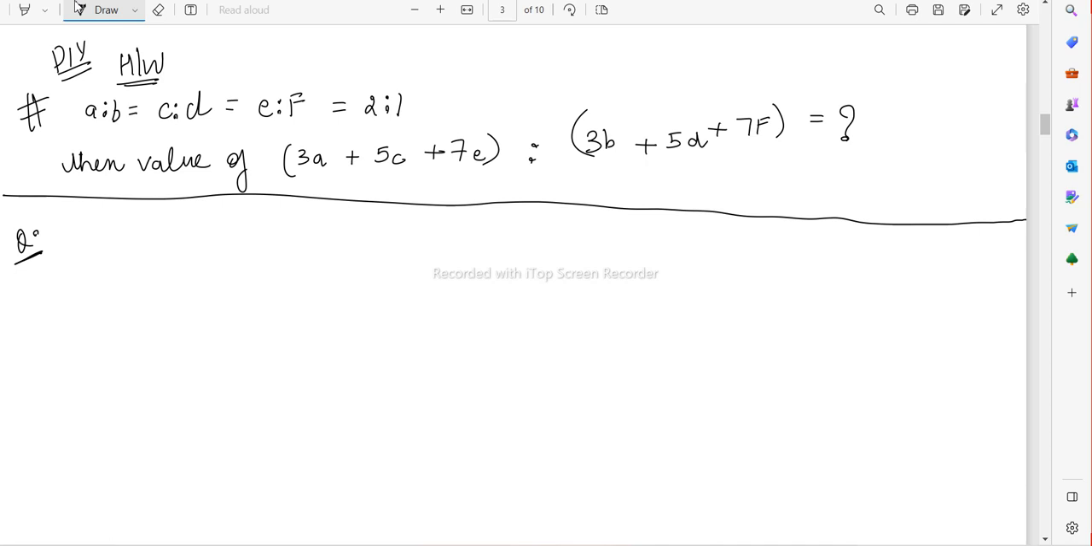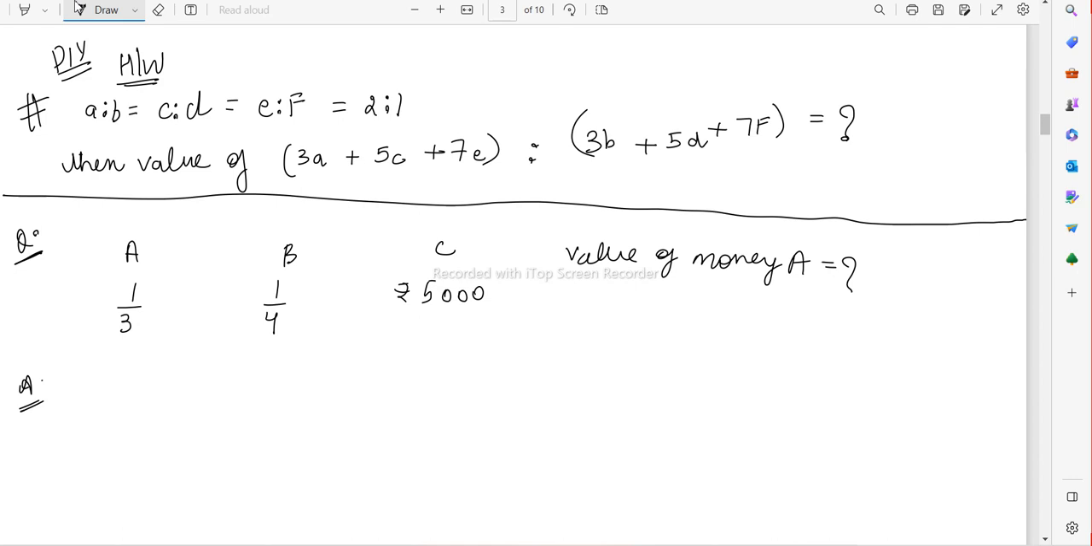Okay, so let me give you a question. Say there are three people, A, B and C. A has one third of the contribution, B has one fourth of the contribution, and C has contributed rupees 5,000. Then the value of money contributed by A is equal to what? So how do we do this? First of all, you can take the total as 3 into 4, that is 12, for your convenience.